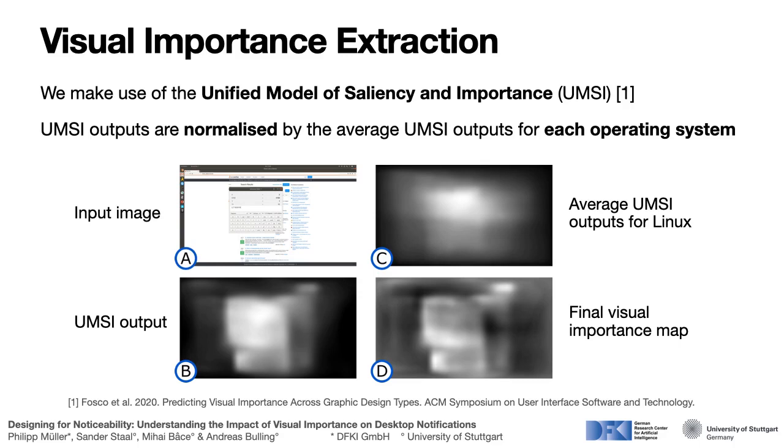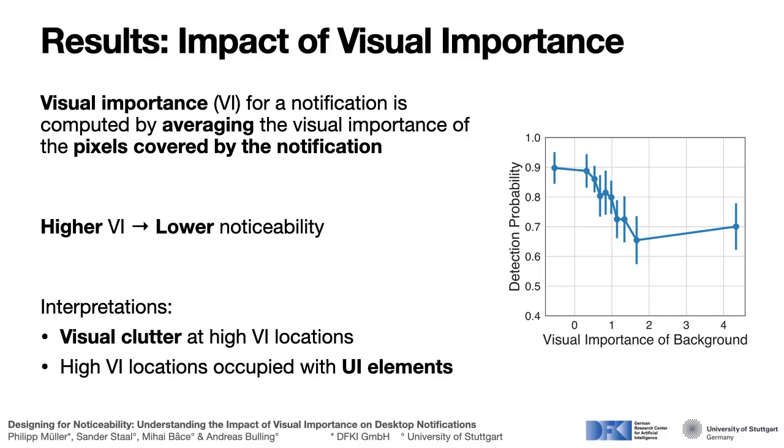In order to better capture which regions in the image stand out relative to the expected visual importance distribution on desktop images, we subtracted the average visual importance computed over all desktop images generated for a given operating system from each single visual importance map for the corresponding operating system. Image C shows the average visual importance map for Linux. It shows a bias to the upper middle of the image, where title bars of open windows are often located. To quantify the visual importance of the desktop image at the notification location, we averaged the values of the final visual importance map that are covered by the notification.